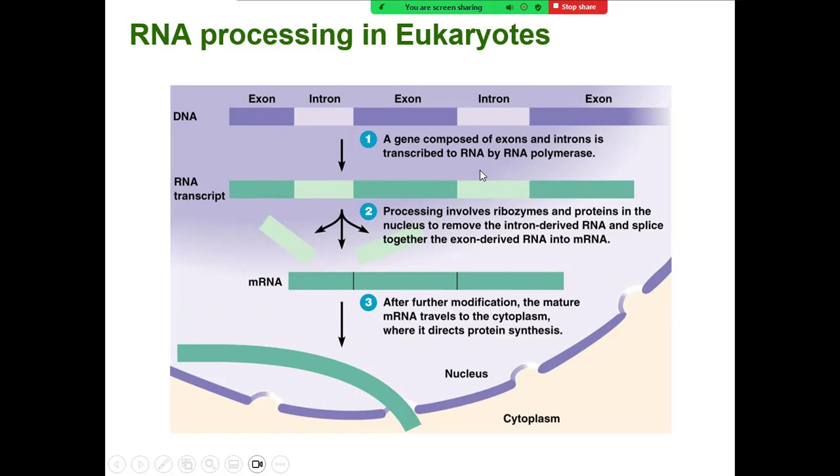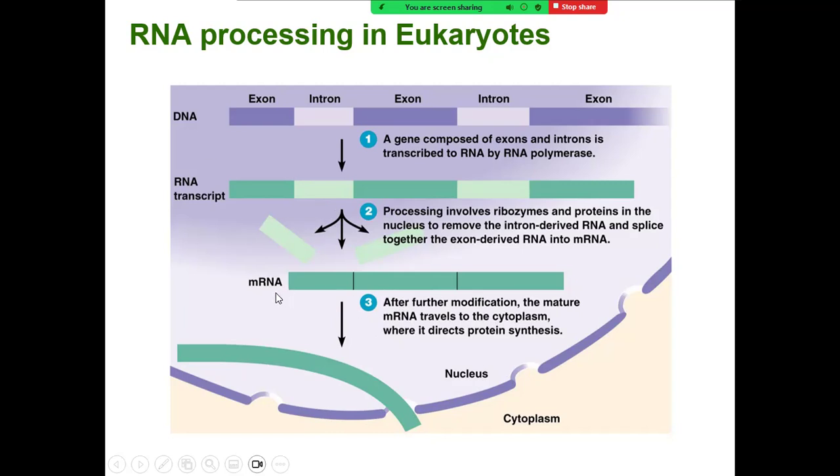initial RNA transcript from leaving the nuclear membrane, meaning the pore here has a check, and if it finds introns in the messenger RNA, it will not allow that messenger RNA to leave the nucleus. The introns have to be spliced out. Splice just means cut it out and then put the exons back together. That's called splicing. So cut out the introns and then splice the exons back together.